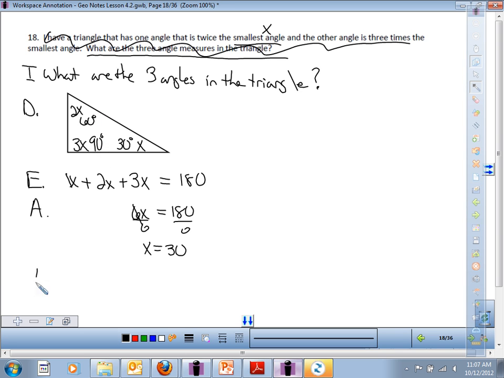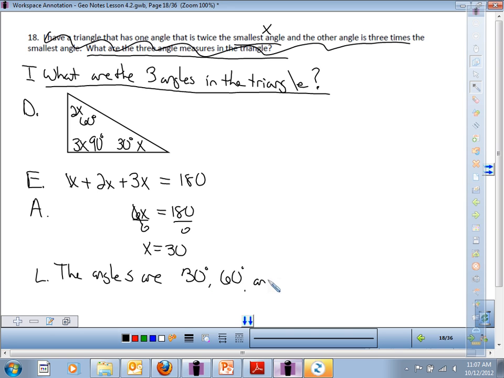Okay. So now we can go label my answer, and my answer should answer the question I had. What are the 3 angles in the triangle? The angles are 30 degrees, 60 degrees, and 90 degrees. Period. Every sentence starts with a capital letter, ends with some sort of punctuation, whether it be a question mark or a period. Right? So that's the ideal process.